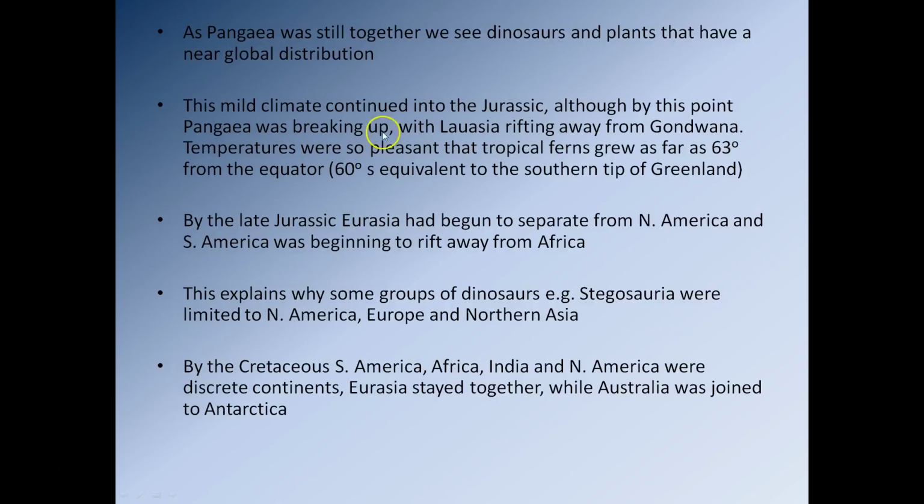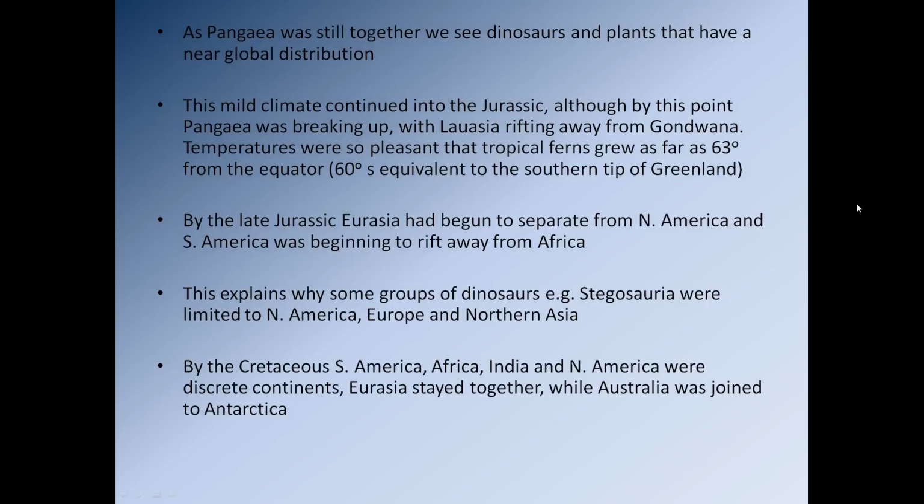So this mild climate continued into the Jurassic, although by this point Pangaea was breaking up, with Laurasia rifting away from Gondwana. However, we see temperatures were so pleasant that we have tropical ferns growing as high as 63 degrees north of the equator. Just to give you some idea, 60 degrees north of the equator is the southern tip of Greenland. So during the Jurassic, temperatures were so nice, we had essentially tropical plants growing at latitudes equivalent to the southern tip of modern-day Greenland. That shows you how nice and warm it was at very, very high latitudes.